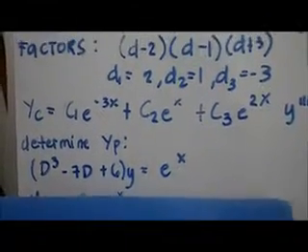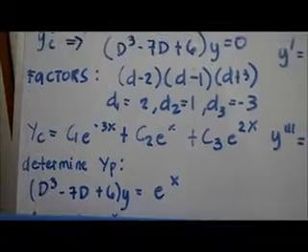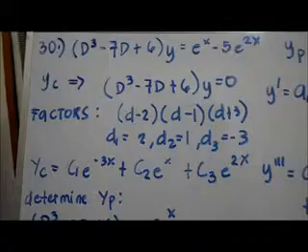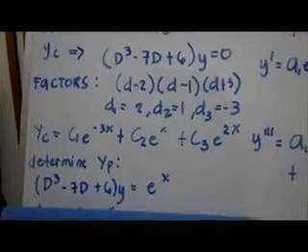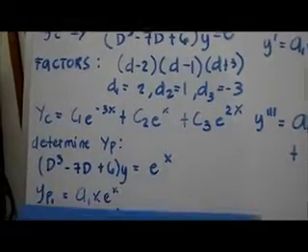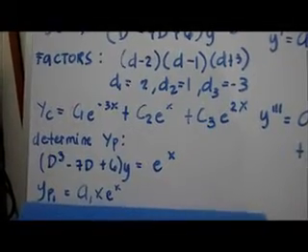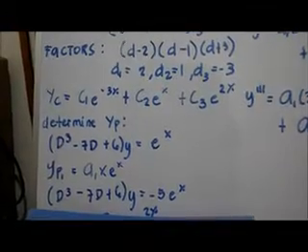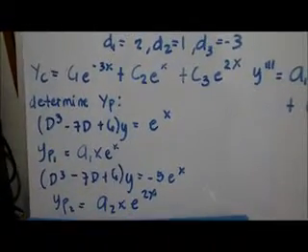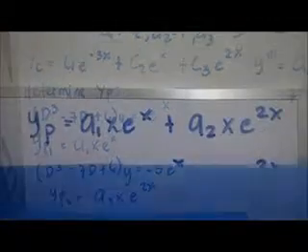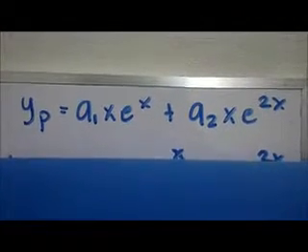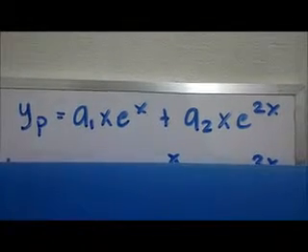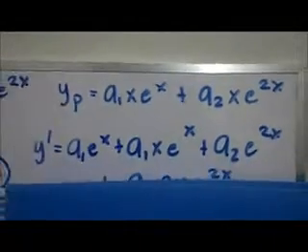Thus, we need to separate e to the x minus 5e to the 2x in order to get the yp. So, (d cubed minus 7d plus 6) times y is equal to e to the x, where yp sub 1 is equal to a1 x e to the x, and (d cubed minus 7d plus 6) times y equals negative 5e to the 2x, where yp sub 2 is equal to a2 x e to the 2x. Summing yp sub 1 and yp sub 2, yp is equal to a1 x e to the x plus a2 x e to the 2x.